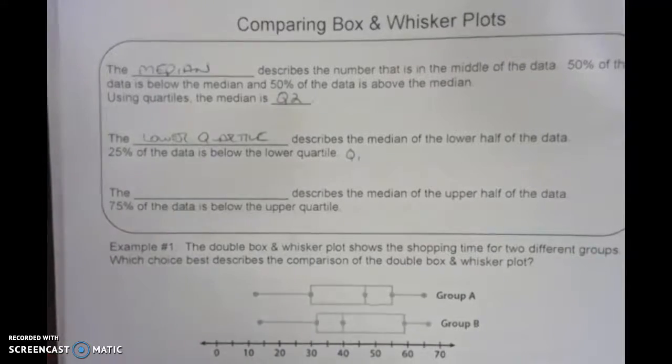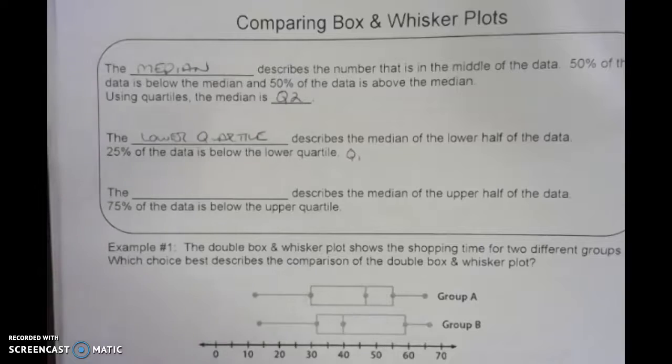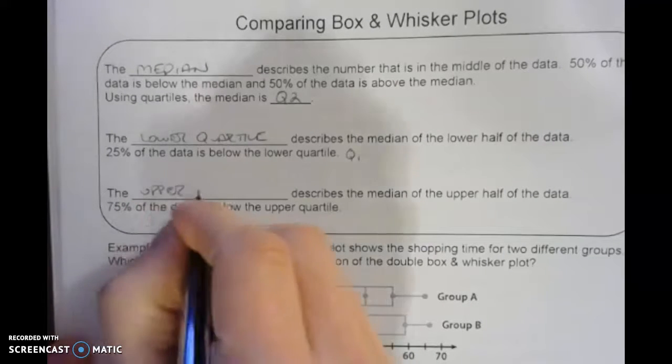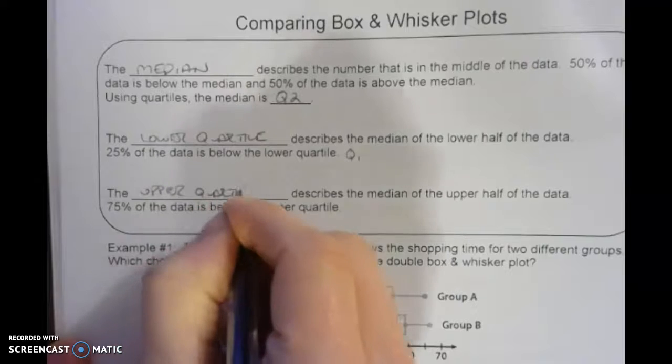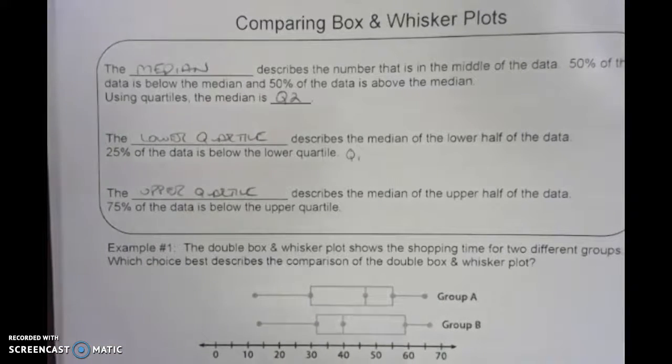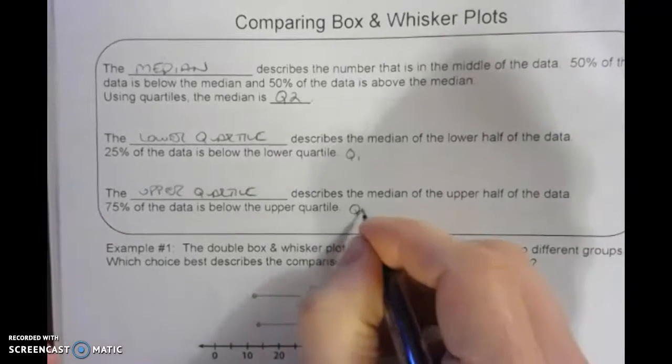And then the blank describes the median of the upper half of data. The median of the upper half of the data is called the upper quartile. The upper quartile describes the median of the upper half of data. 75% of the data is below the upper quartile, which we call Q3.